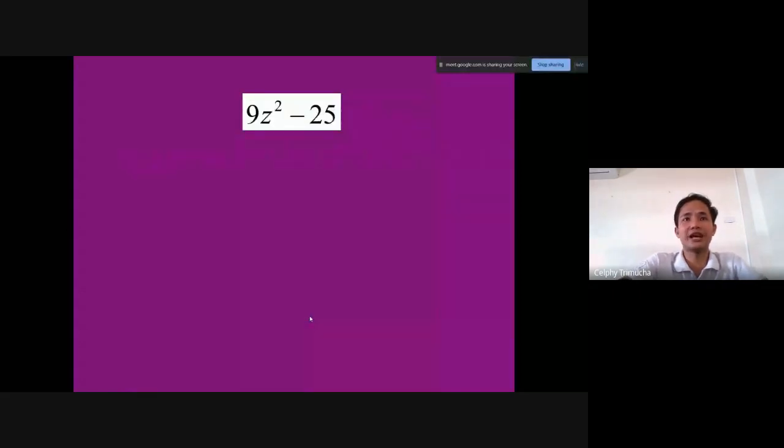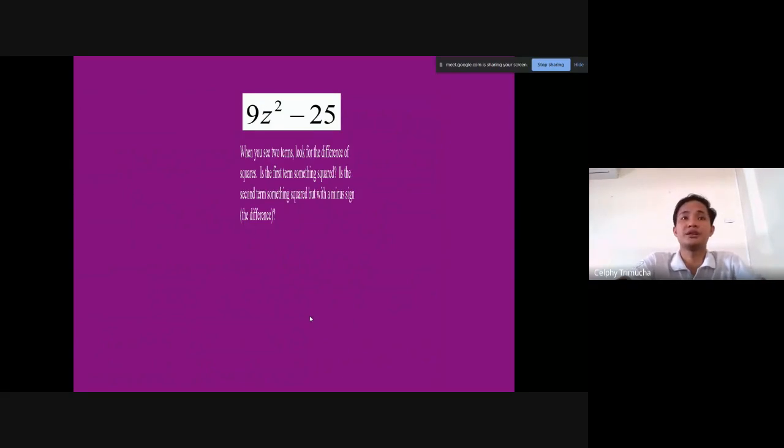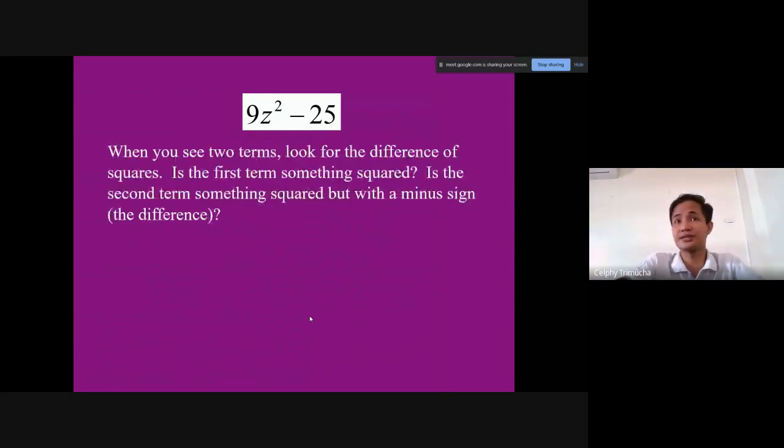Example, we have 9z squared minus 25. What approach can we use for factoring this polynomial? So when you see two terms, look for the difference of squares. Okay, so first, let's identify if these are perfect squares.